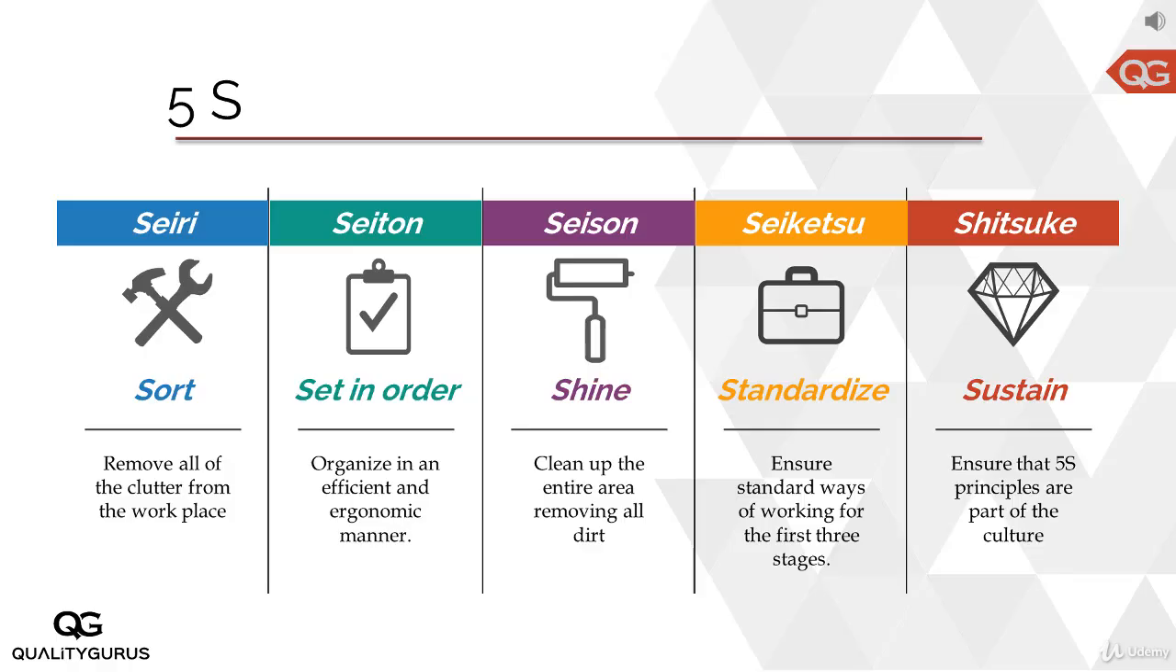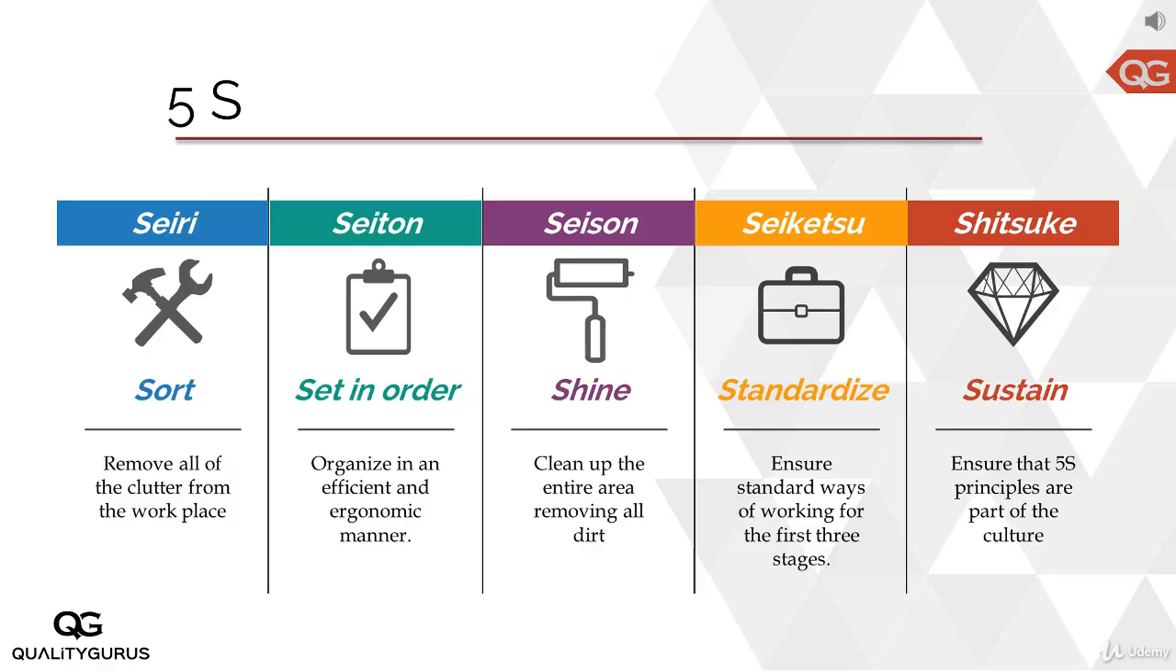The third step would be shine, where you clean the entire area, remove the dirt so that it looks nice. You feel better when you're working in that area. That's step number 3. The fourth step is basically standardizing these 3 steps. Whatever you have done in sorting, setting in order and shining, you standardize that process, so that you do these things by habit. And the fifth and last step would be to sustain, making this a part of your culture. Everything which you are doing in steps 1, 2, 3, 4, you do as a culture.